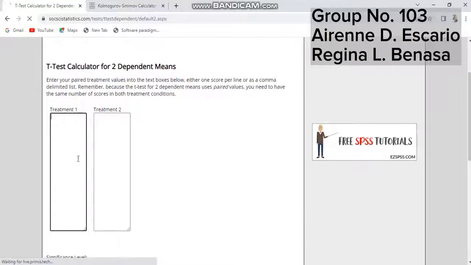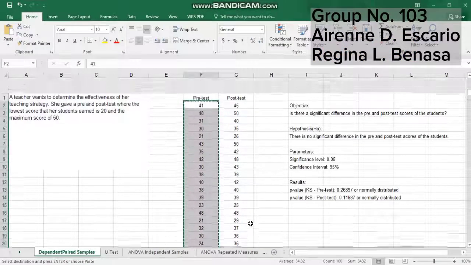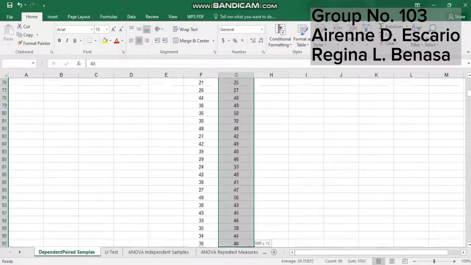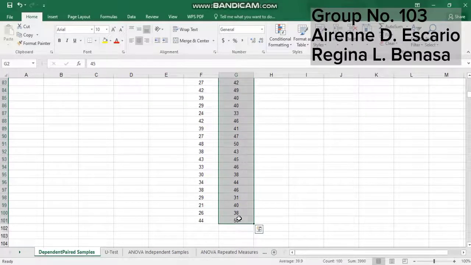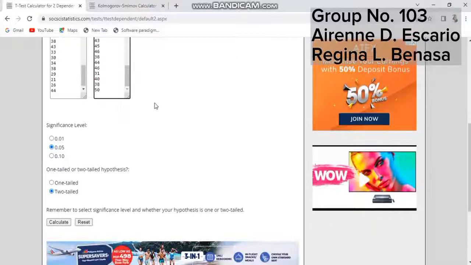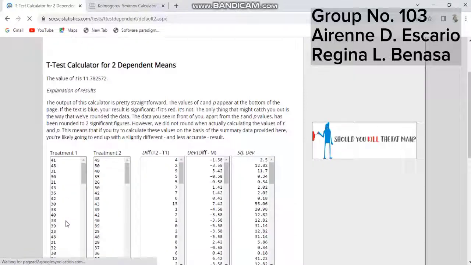We have here treatment number 1 for pre-test and treatment number 2 for post-test. Let's copy the data sets and paste it. Our significance level is 0.05 and we will choose the two-tailed hypothesis. Then press the calculate button. And so we have now the result.